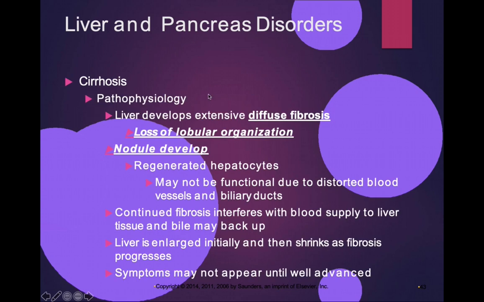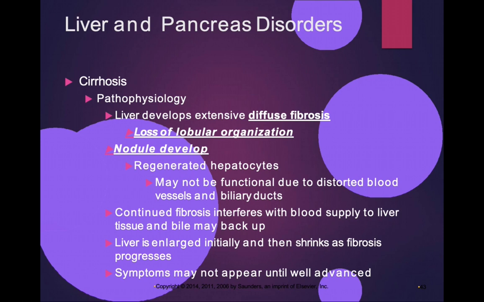Now, the problem with cirrhosis is that the liver starts to develop extensive diffuse fibrotic tissue, or fibrosis. The lobules become very disorganized, so there's loss of the lobular organization. That's the structural part of the liver. You start to get these nodules.